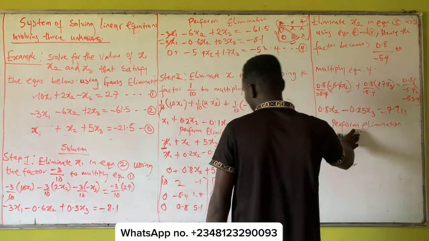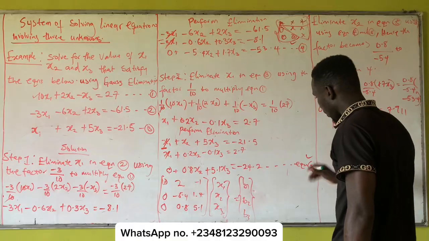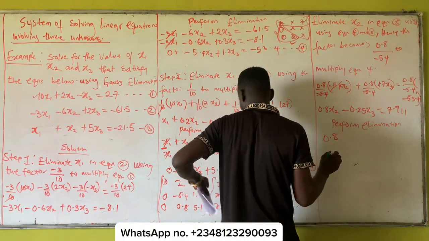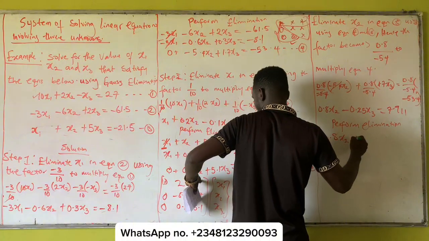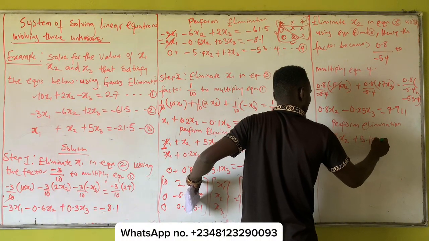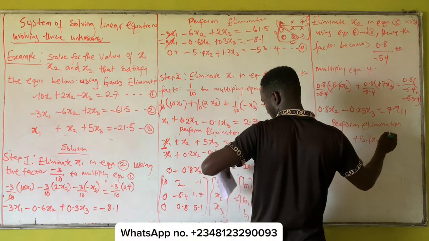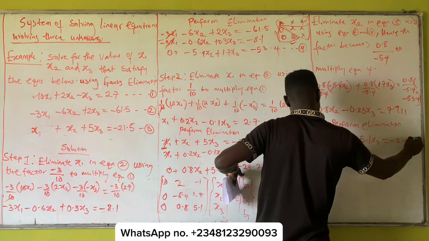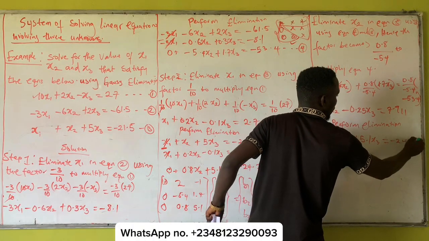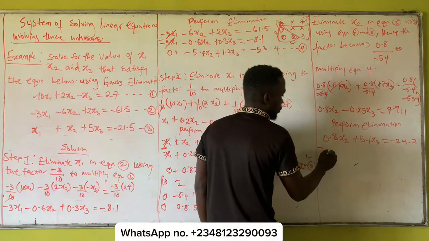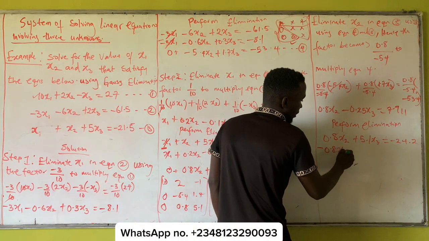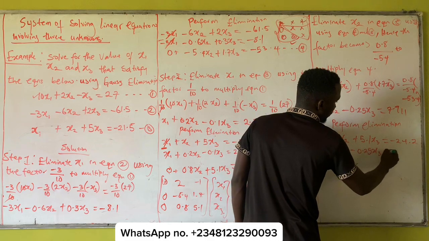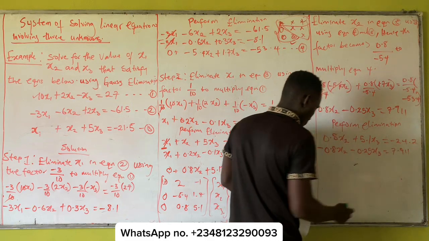Now, to perform the elimination, since we are trying to eliminate this from equation 5, it becomes 0.8x2 plus 5.1x3 equal to minus 24.2, minus this, we got 0.8x2 minus 0.25x3 equal to 7.911.